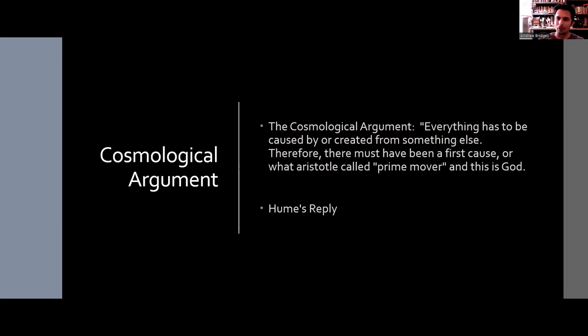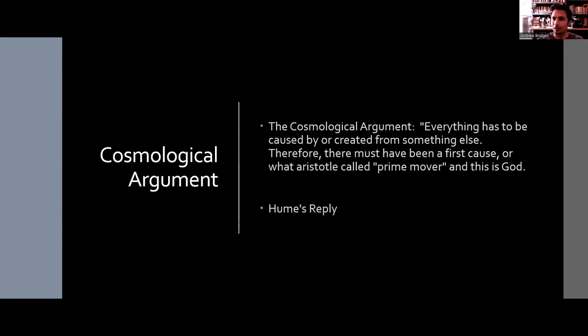So Hume has a few replies to this, particularly through the character, I believe, Philo. One reply is that this is just sort of begging the question. We can ask again, well, how did God come into existence? And then the reply might be something like, well, God is a being so great that God can neither be created nor destroyed. And so God always existed.